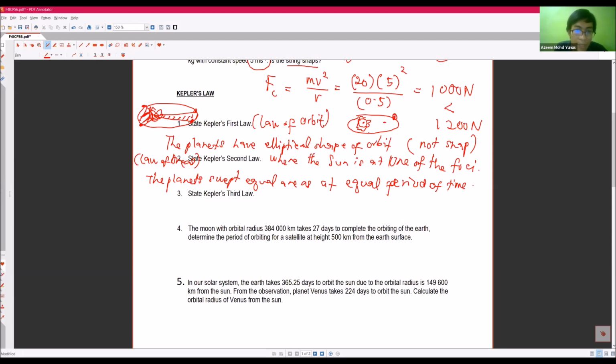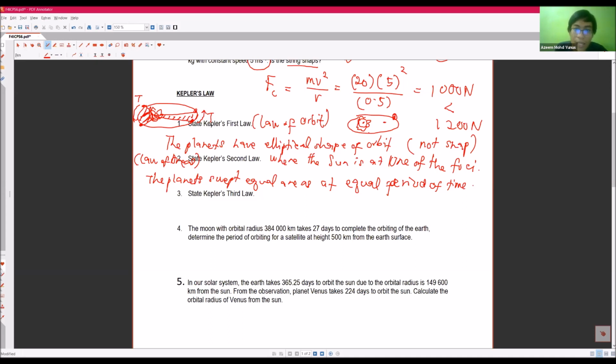But the law says that when the planet sweeps an area, it covers that area within this amount of time. So if the planet also covers the same area over here, it will also take the same amount of time. What it means is that this displacement over here is longer than this displacement over here. If both take the same amount of time, this one must be moving at a higher velocity compared to this one.